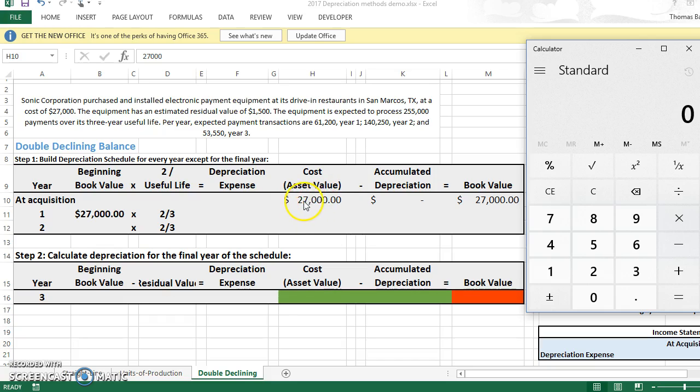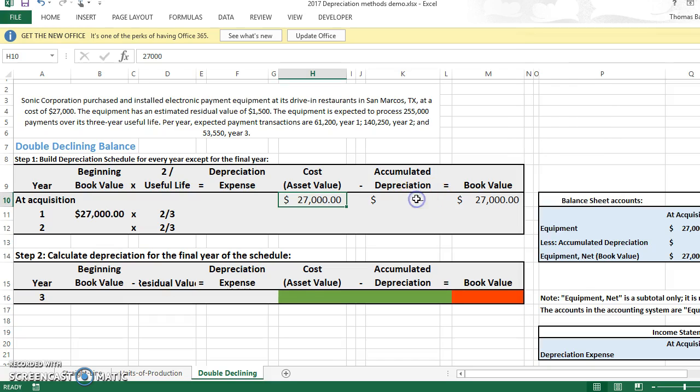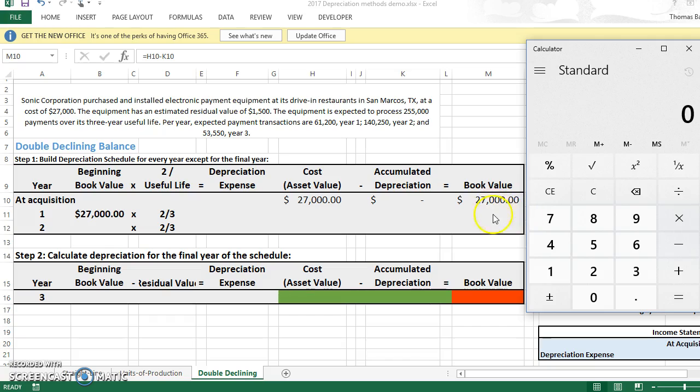So if I look here, with each example, you start with your cost, and at acquisition, when you buy that, did you take any depreciation yet? And the answer is no, you did not. So there's 0 depreciation. And when you buy the thing, it's worth $27,000.